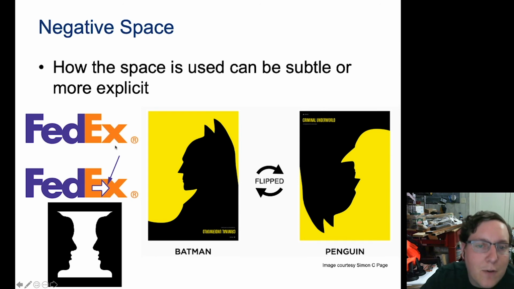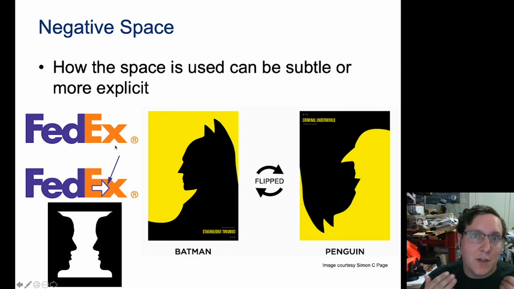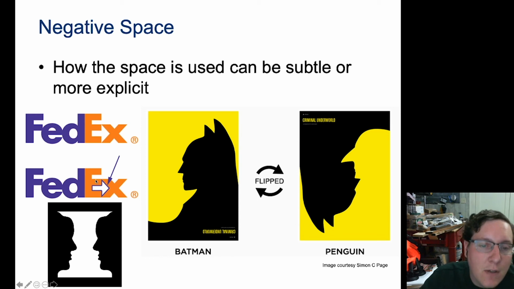Now FedEx, we know, is supposed to be able to take an object and move it to its destination. It's traveling in a forward direction. So them slipping in that little arrow as a negative space is pretty clever. Now in the image below it, what do you see?